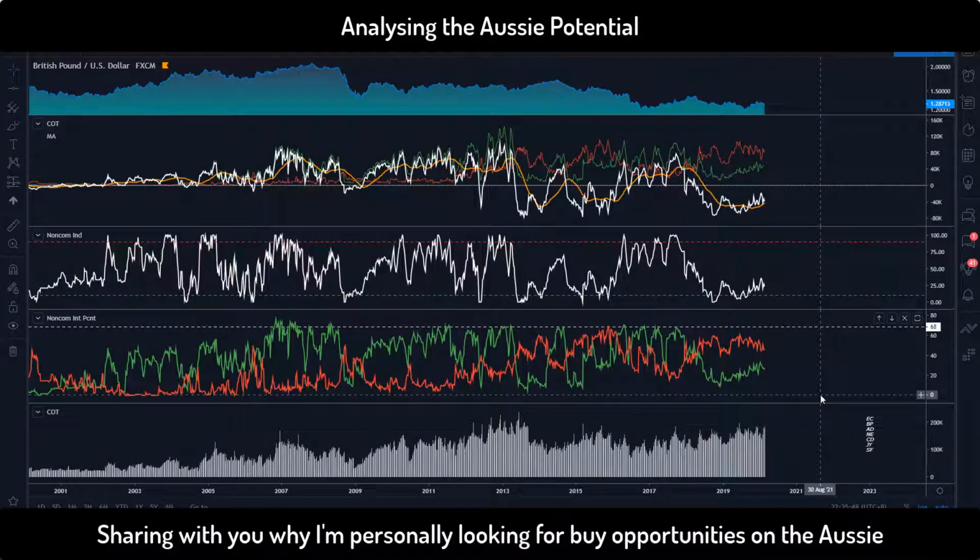Right, cool. Over here, what you're seeing is the analysis of the Australia dollar. While you're seeing a lot of indicators on this chart, I'll walk you through a very brief understanding of what you're seeing. These indicators are all related to the COT report, which stands for Commitment of Traders.